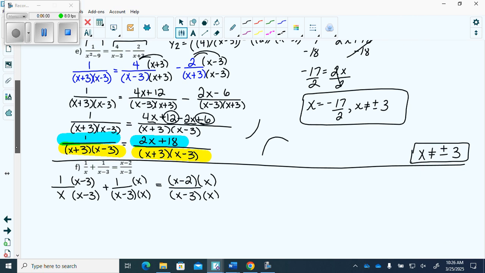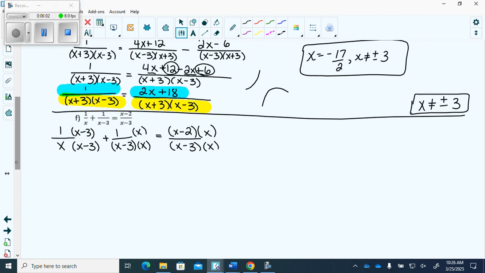Okay, let's look at F. So we distribute the top, we get (x minus 3) over (x minus 3) plus x over (x minus 3), quiet please, equals x squared minus 2x over (x minus 3).